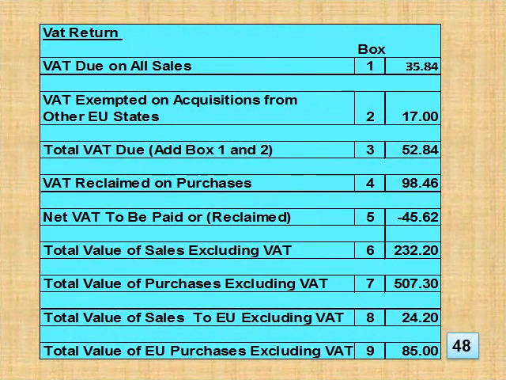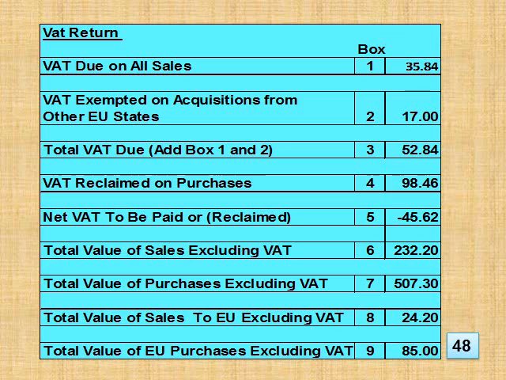This VAT return has 9 boxes. Box 1 is for VAT due on all sales. Box 2 is for the VAT exempted on purchases from other EU states. Box 3 is for total VAT due, an addition of Box 1 and 2. Box 4 is for VAT reclaimed on purchases. Box 5 is for the net VAT to be paid or reclaimed.